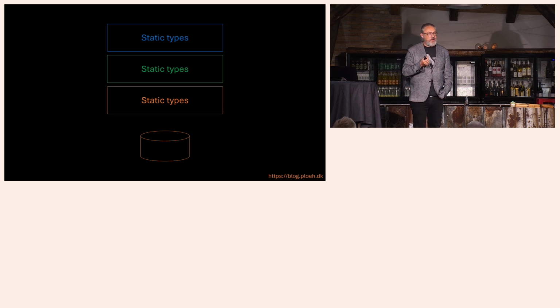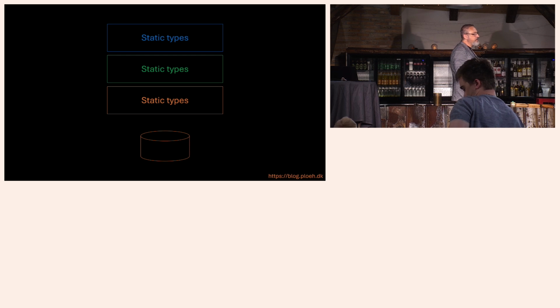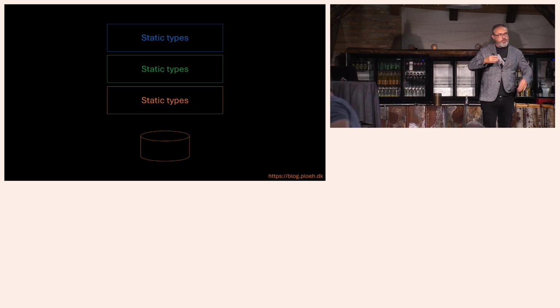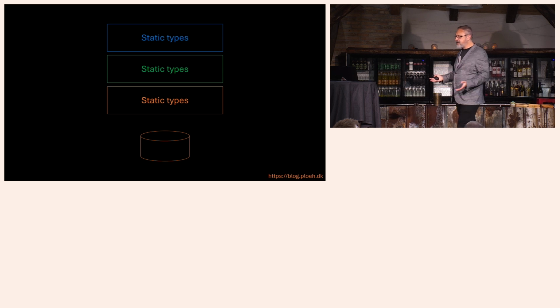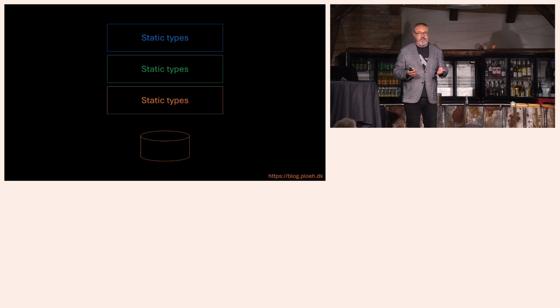I tend to be able to predict the reaction that some of you may have here. You say, well, but I like static types. I want to have my static types representing what the external boundary looks like, what my domain logic looks like, and what my database looks like. And I get that. I like static types as well.